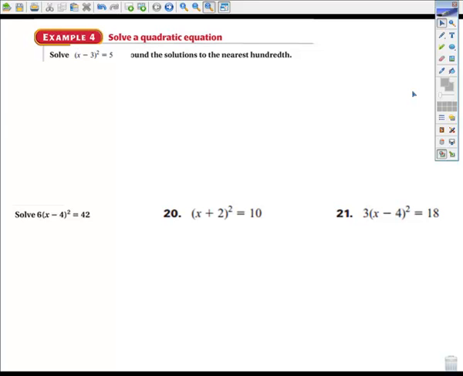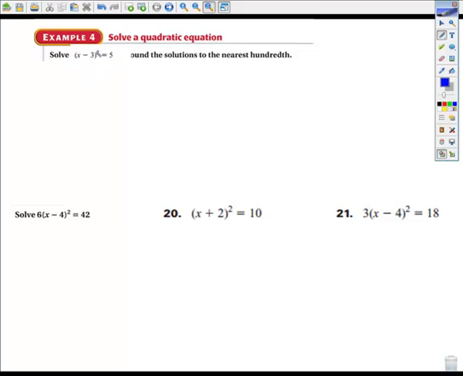Lesson 9.4 Part 2, we're going to solve additional quadratic equations, and we're still going to use square roots, but they do look a tad bit more complicated than the other ones did. So here we have a binomial squared equals 5. So again, just like Mr. Wyatt taught you, you do want to have it set equal to the constant value.